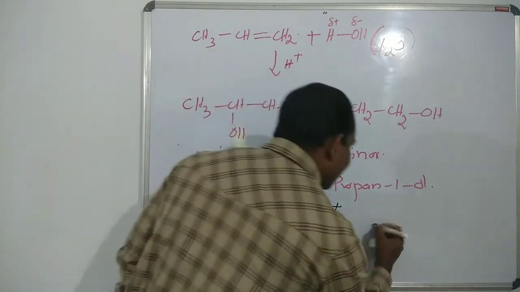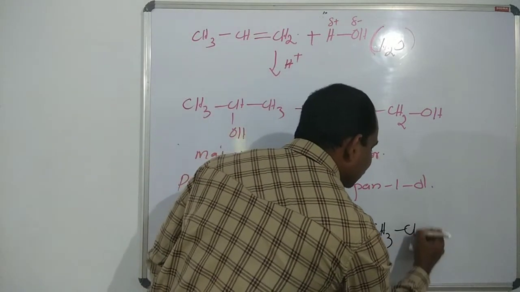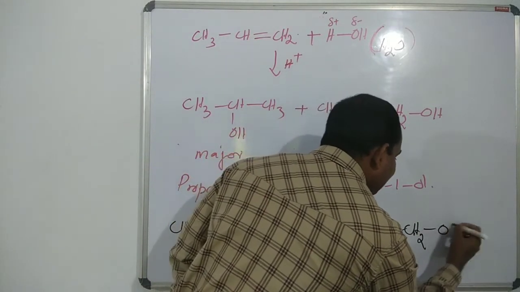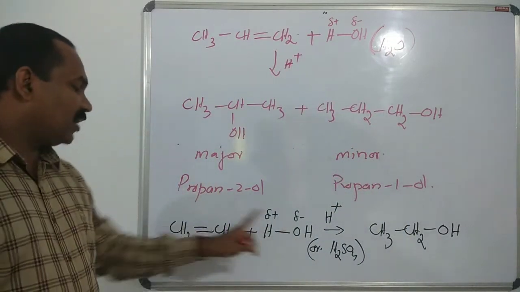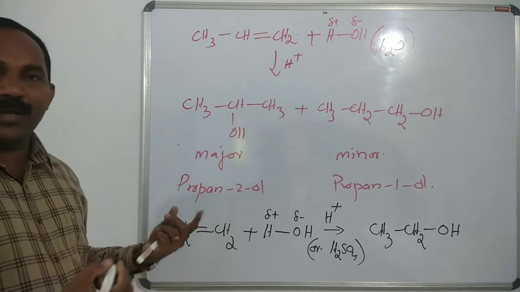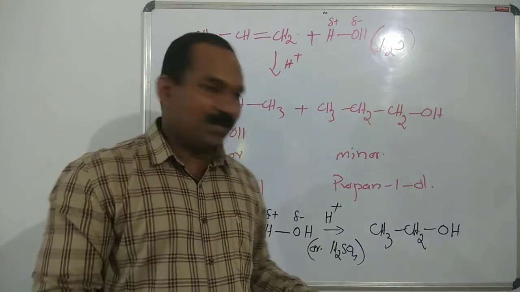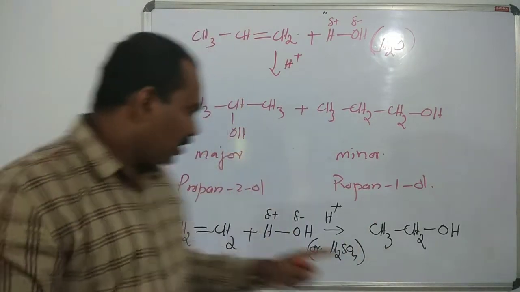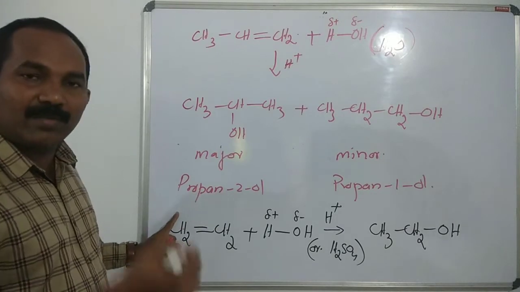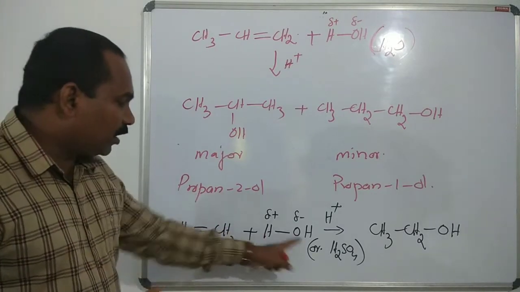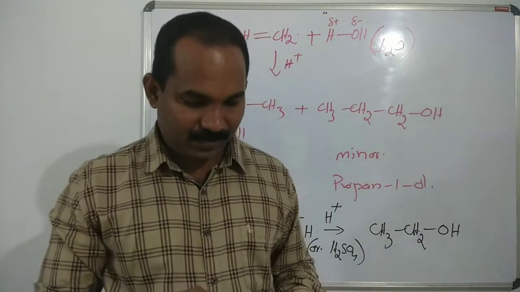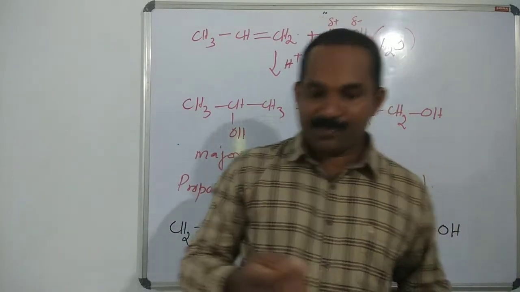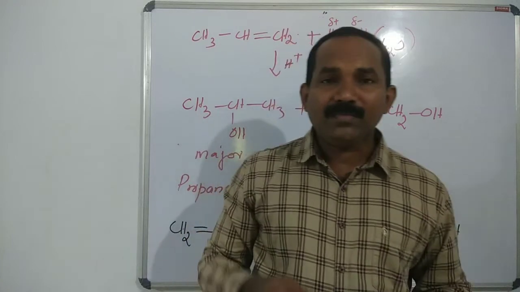Then we get only one product because the alkene is symmetrical. This OH minus adds to either carbon atom, and we get only one product. If the OH is attached to this carbon, ethanol. If the OH is attached to this carbon, the molecule is again ethanol. Okay, are you clear? Yes.